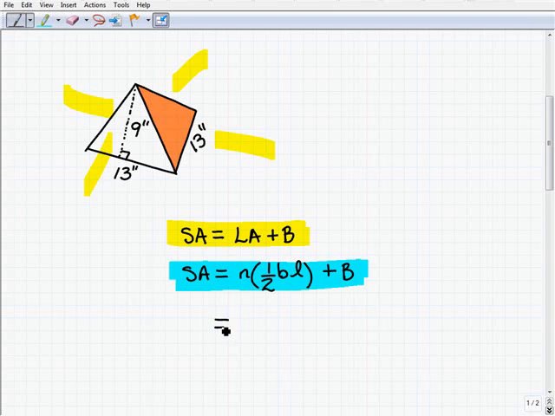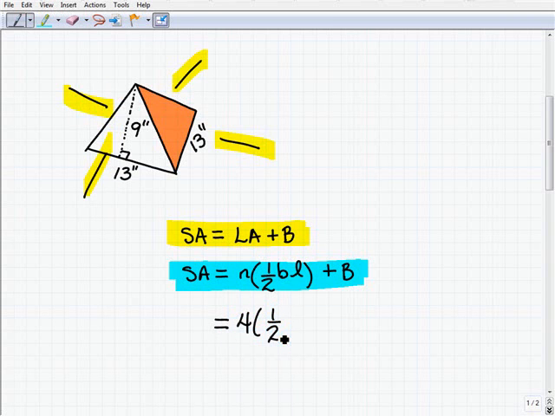But like what I was talking about in the introduction, we need to understand what these variables represent. So the surface area is going to be equal to n times 1/2 b times l plus b. So what is n? Well, n represents the number of faces on this pyramid, or the number of sides. So we have 1, 2, 3, 4. So we have 4 sides, so that's n.